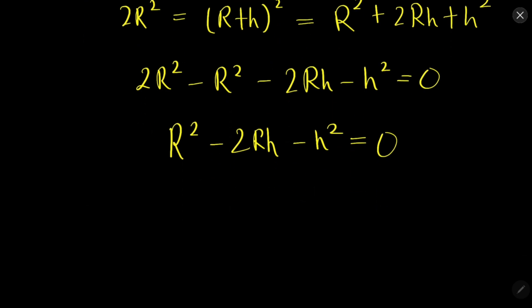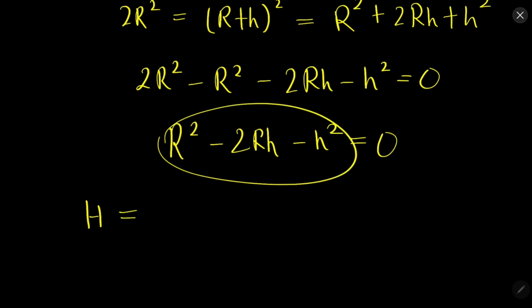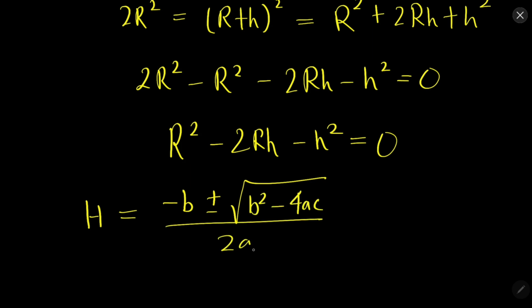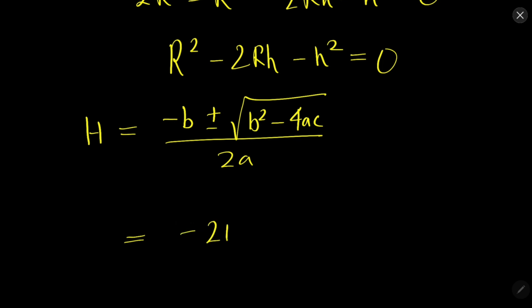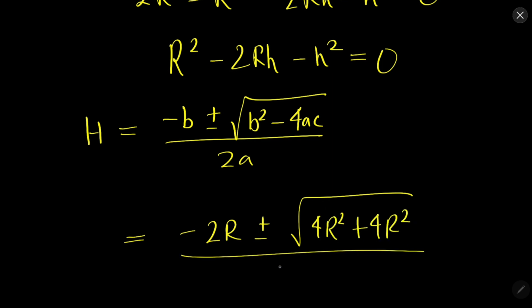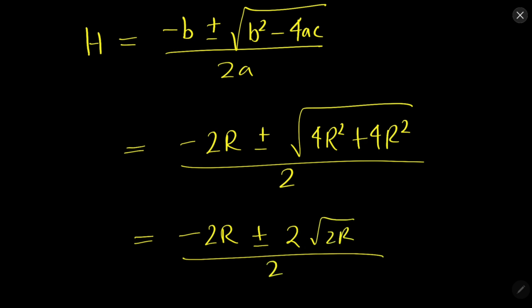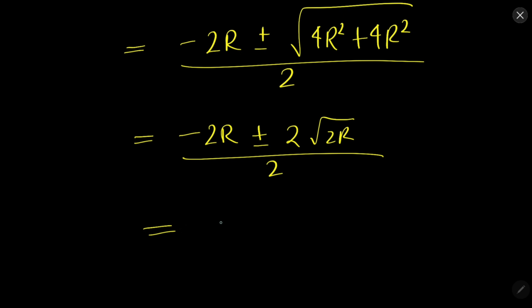So let's try to solve this. Let's try to find the value of r or whatever height. So using this formula, minus b plus minus root b square minus 4ac upon 2a. So this is minus 2r plus minus root 4r square plus 4r square upon 2a. A is 1. So minus 2r plus minus 2 root 2r upon 2. So this 2 will become common.